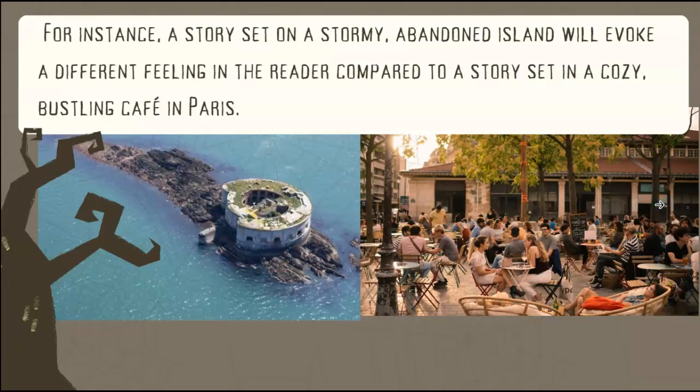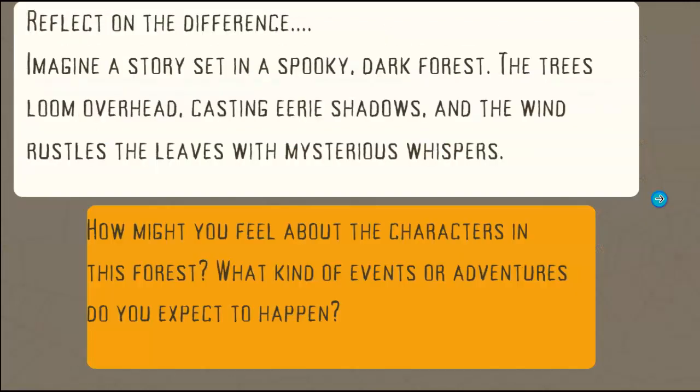For instance, a story that is set on a stormy, abandoned island will evoke a different feeling in the reader compared to a story that's set in a cozy, bustling cafe in Paris. I want you to reflect on this difference. Imagine a story set in a spooky, dark forest. The trees loom overhead, casting eerie shadows, and the wind rustles the leaves with mysterious whispers. How might you feel about the characters in this forest? What kind of events or adventures do you expect to happen?